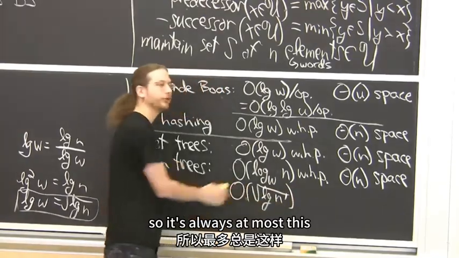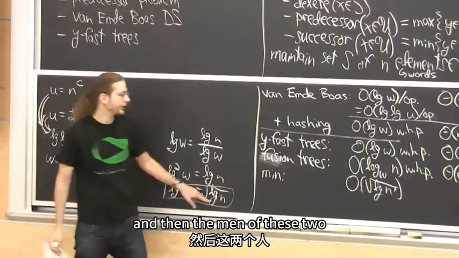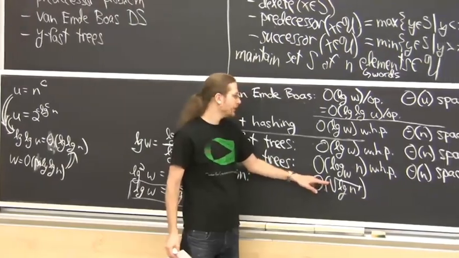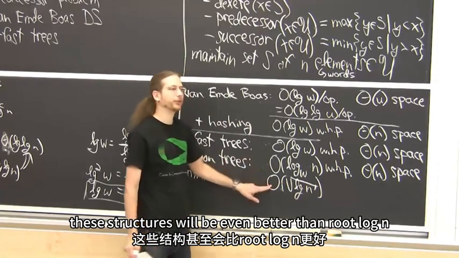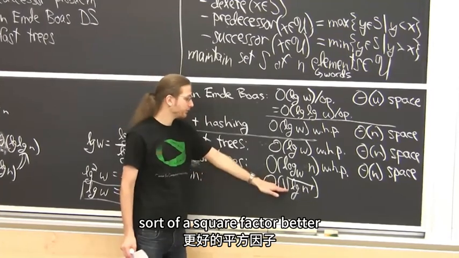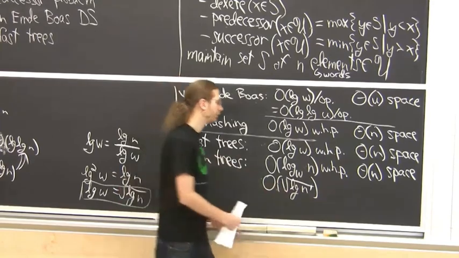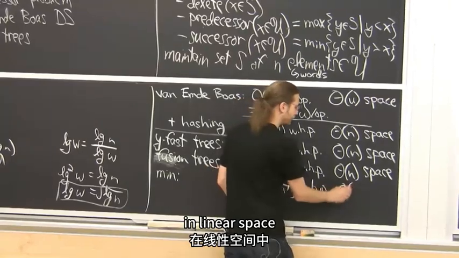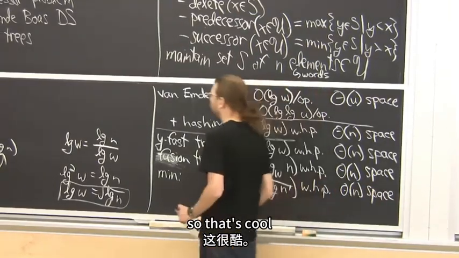So it's always at most this. The worst case is when these things are balanced, and then the min of these two are the same, and they both achieve root log N. But if W is smaller or larger than this threshold, these structures will be even better than root log N. It's a nice way to think about it: we're doing a square factor better than binary search trees, with high probability in linear space. So that's cool.